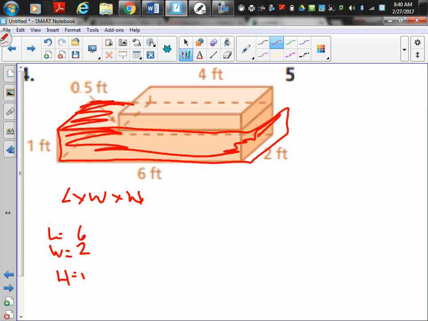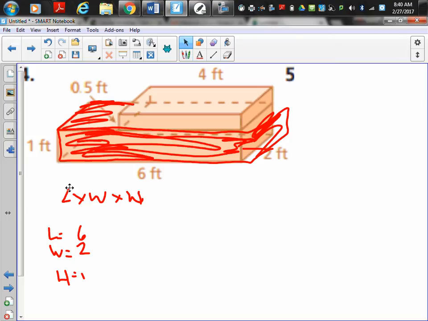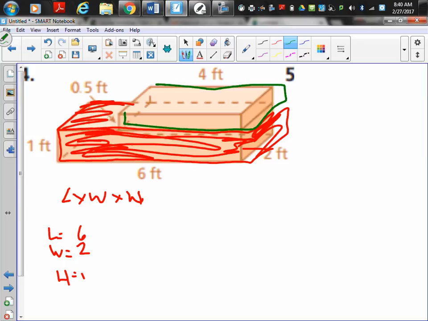So we don't do it like. Hold on. That's for the red piece. Now I gotta find the volume of the green one. That's this. Alright. So what's the length of the green piece? Length is what? 4.